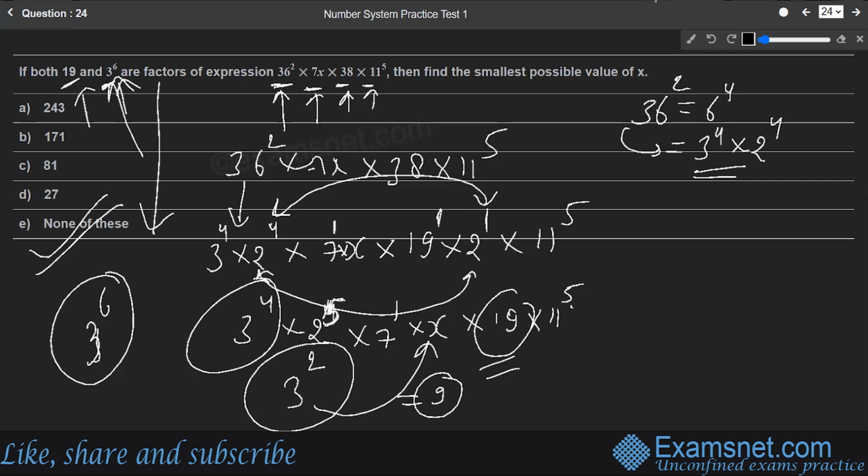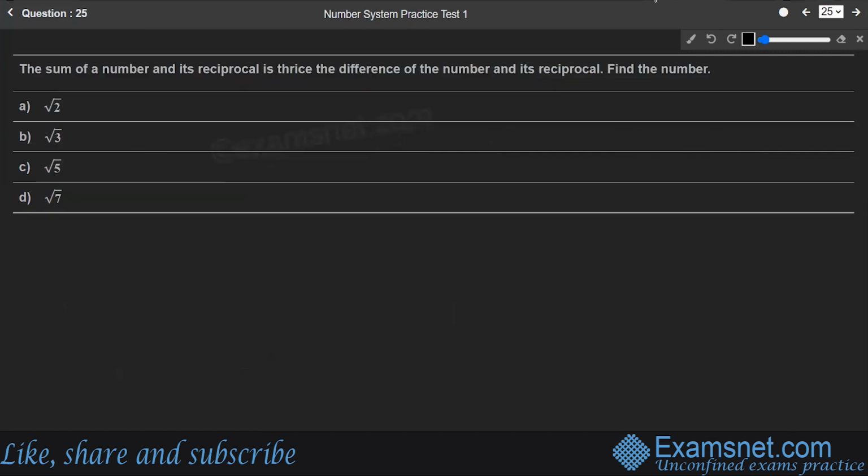And the right answer is 9. Now, the next question: sum of a number and its reciprocal is thrice the difference of the number and its reciprocal. Find the number. For these kinds of questions, we first of all assume the number, and then we try to formulate the terms given to us into an expression, into an equation, and we try to solve the equation. So the first and foremost thing we do is, let the number be x.